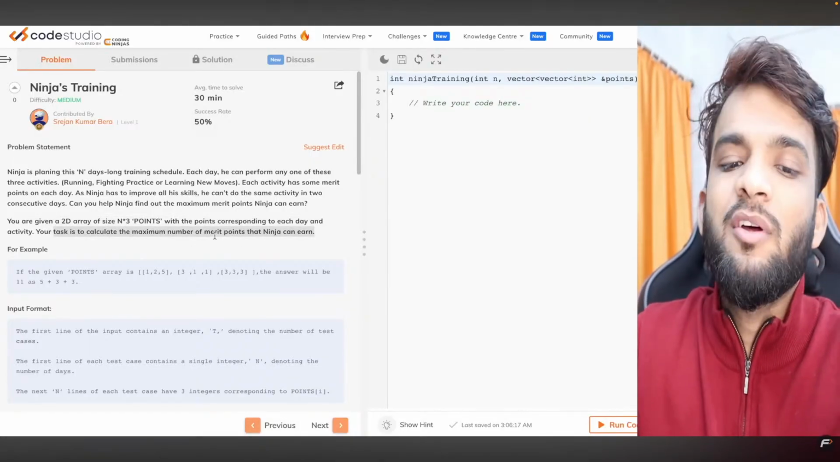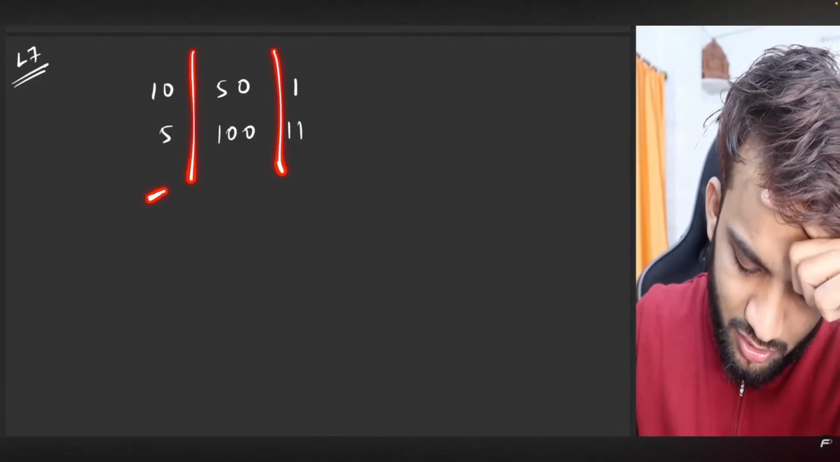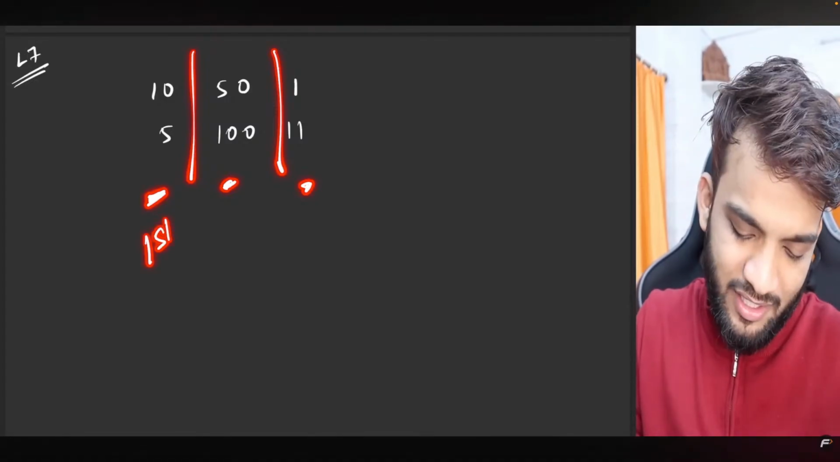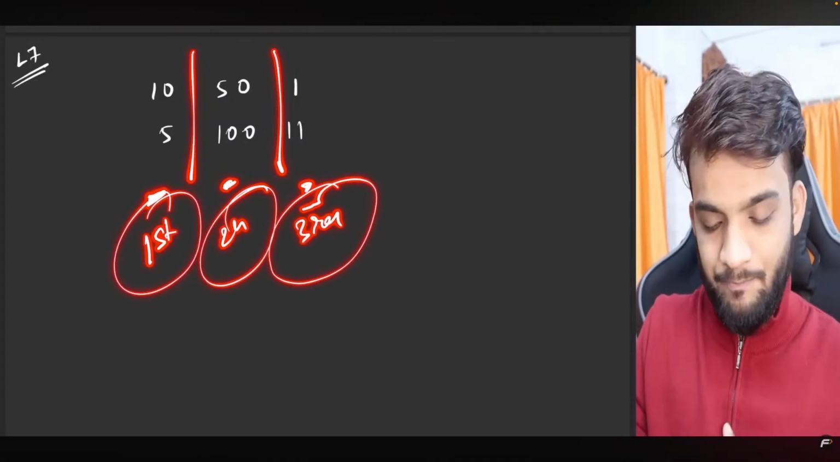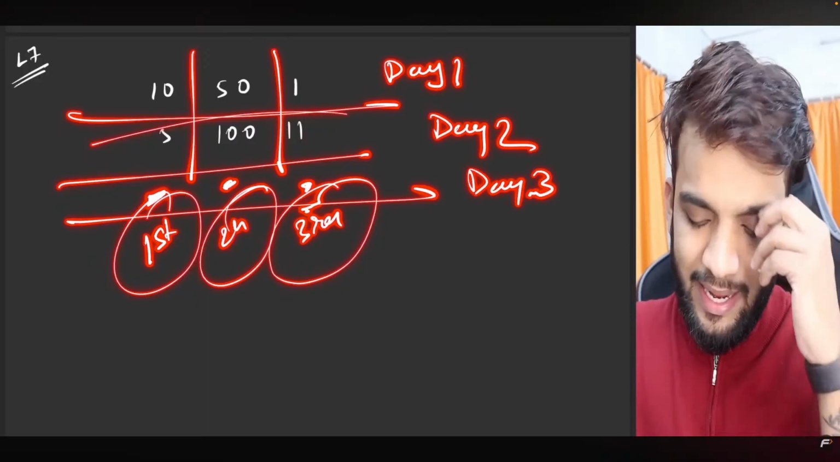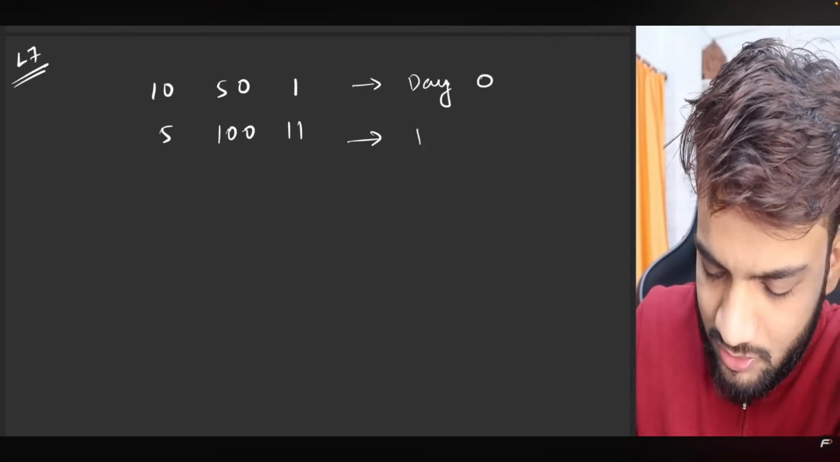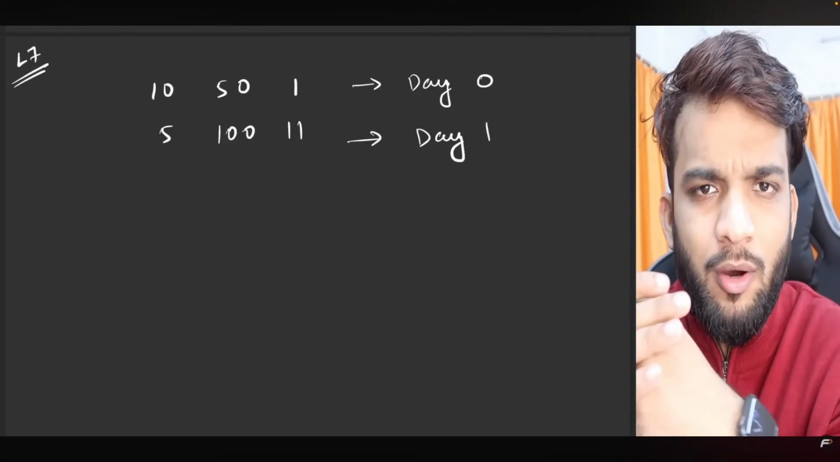The task is to calculate the maximum number of merit points that Ninja can earn. So let me explain what this means. These are the 3 columns: first activity, second activity, third activity. And this is day 1, and this is day 2 points. If there was another row, it would be day 3. It is as simple as it can get. This is how it looks. So this is day 0 or day 1, whatever you call it. So you have to perform on the given days.